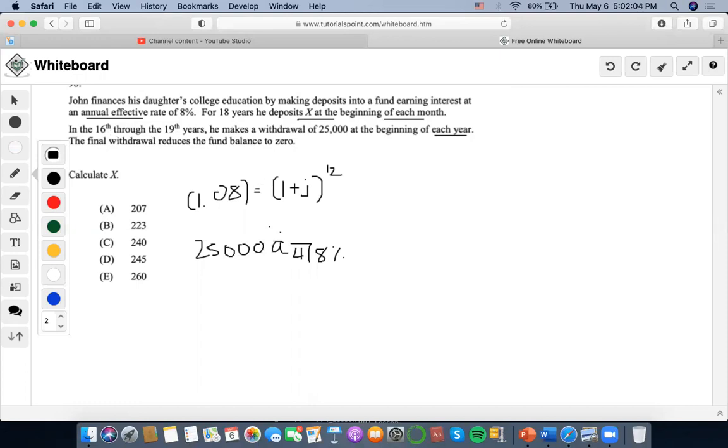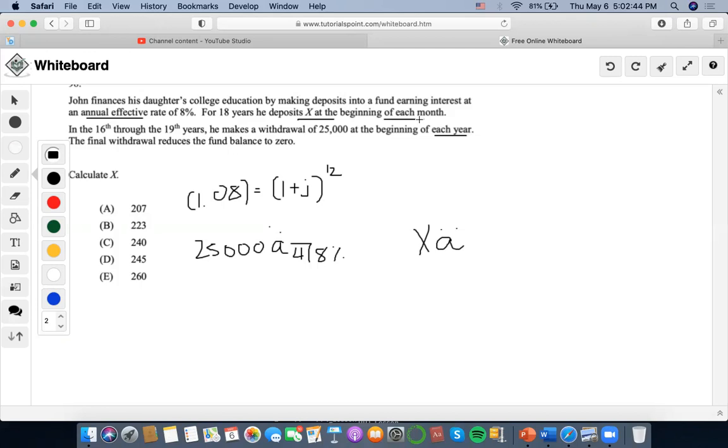Another thing is that it says the final withdrawal reduces the fund balance to zero, right? So that means we want to set this equation equal to the fund balance, to equal 0. So what we're going to do is take John's deposits of X at the beginning of each month.